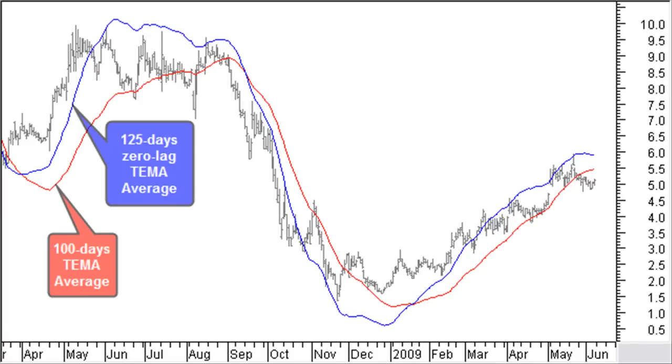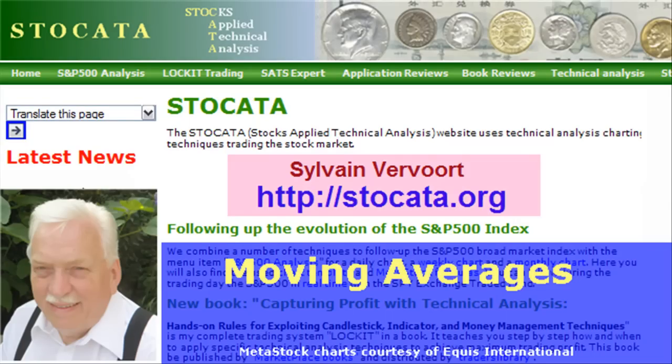Of course, you can start making all kinds of combinations with the different averaging techniques. In this chart, we compare a 100 days TEMA average with a 125 days TEMA zero lagging average. Note how, with a 25% longer period, the zero lagging TEMA average is still faster and indicating quite well the price trend.